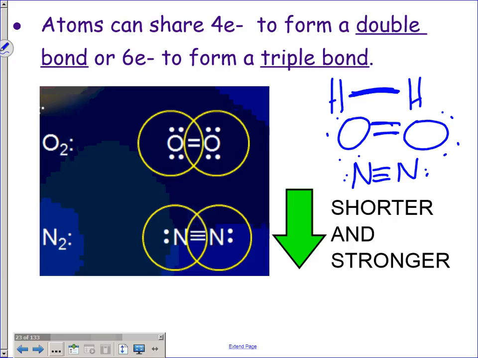So our single bonds are long and weak. The double bonds are shorter and stronger, and the triple bonds are even shorter and even stronger. Yeah. I didn't know when to add double bonds. We're going to go through some examples. These are some that we've seen through maybe the bond dissociation energy stuff we did a while back.